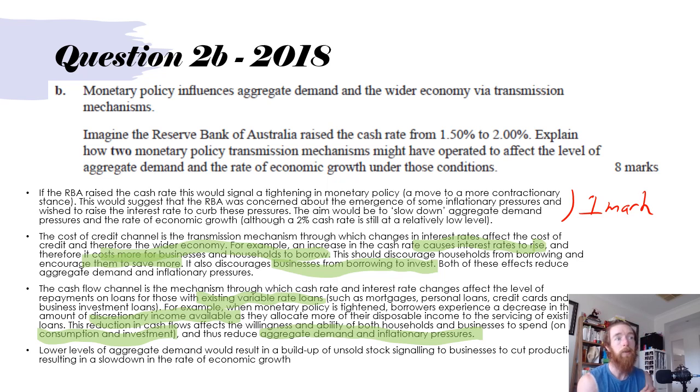Low levels of aggregate demand would result in a buildup of unsold stock, signaling businesses to cut production and therefore resulting in a slowdown in the rate of economic growth. And there is the final mark. So you got your 3, 3, and then 1 at the end for your 8. So it's not too bad when you break it down like that. When you break it down into those little components, it's a lot simpler to get through overall.